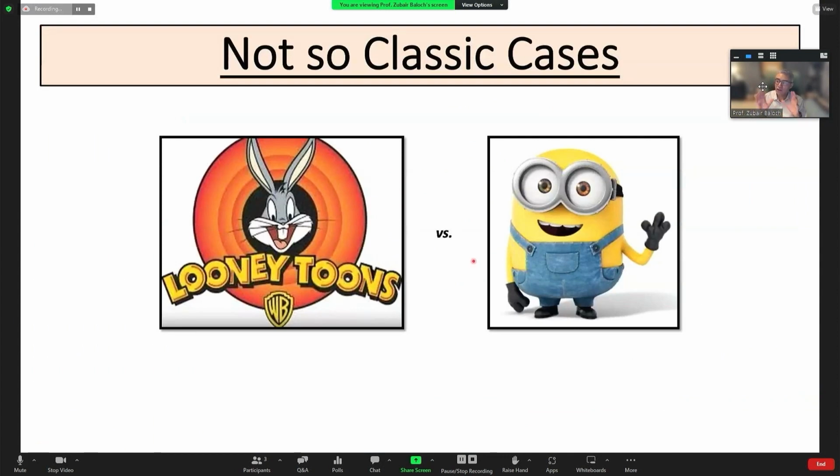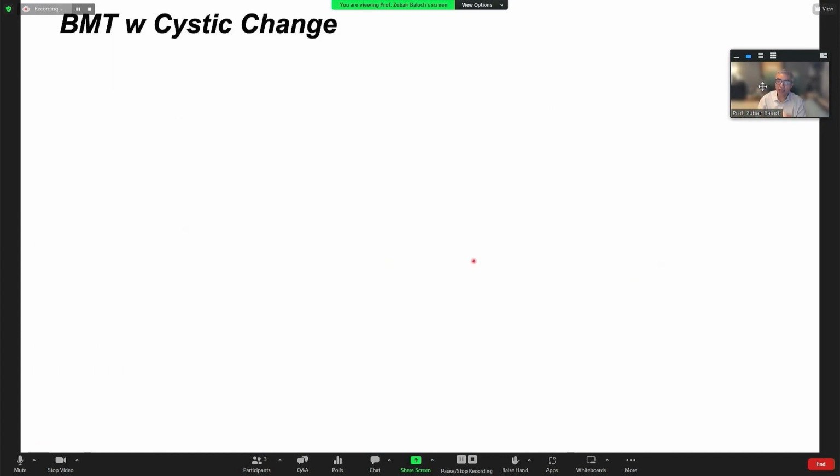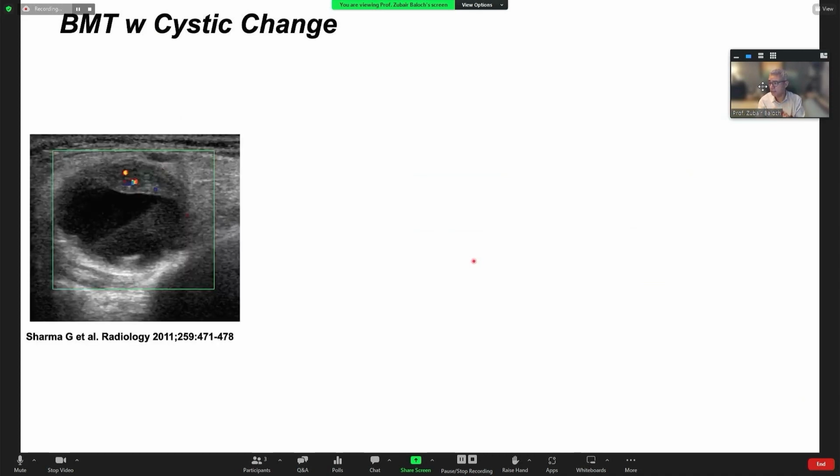Now, those are the classic cases I showed you. What happens when these cases do not look like what you read in the books or the atlases that you're so used to seeing? There can be a lot of heterogeneity in the morphology of these tumors. And this is what scares me the most, when they go under cystic change.